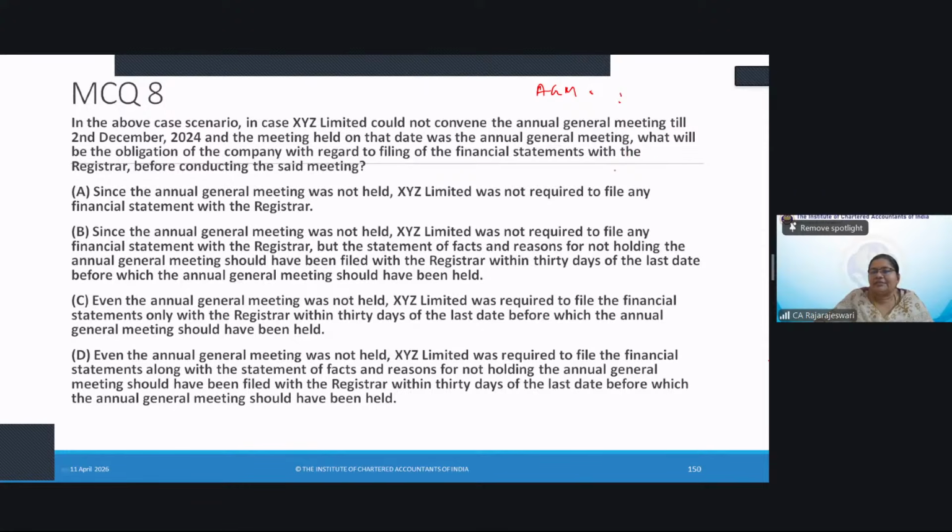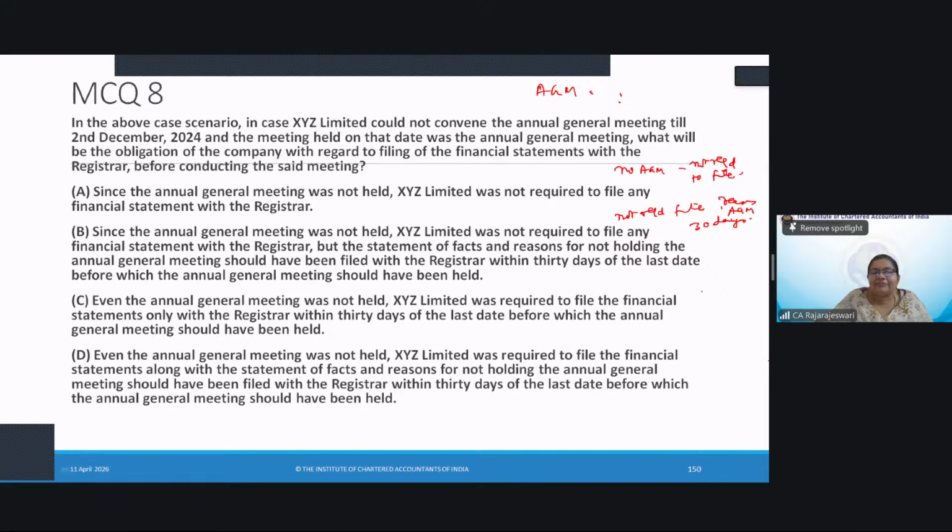The first option says no AGM was held, not required to file any financial statement. Here, not required to file any financial statement, but the statement of facts and reasons for not holding the AGM should have been filed with the registrar within 30 days of the last date before which the annual general meeting should have been held. Reasons for not holding the AGM.